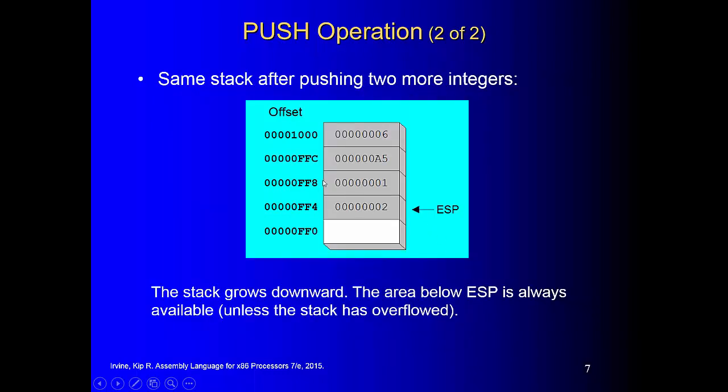If we use two more push operations, we can add two more values to this stack. So 01 will be the third push operation, and 02 will be the value for the fourth push operation. So this stack grows downward. Usually a stack is supposed to grow up.